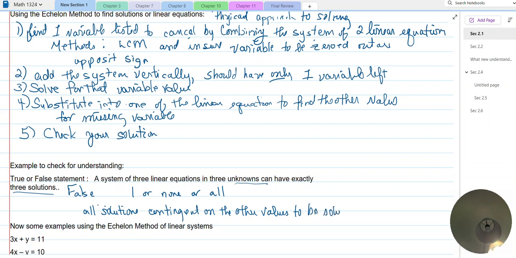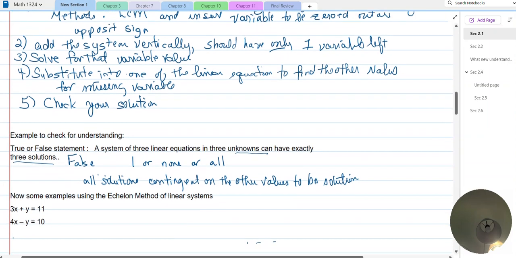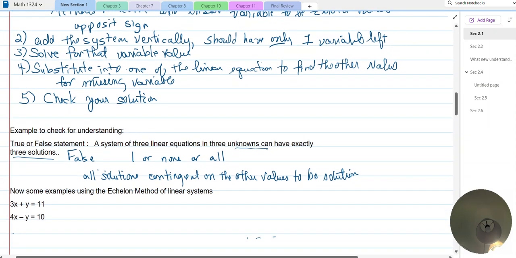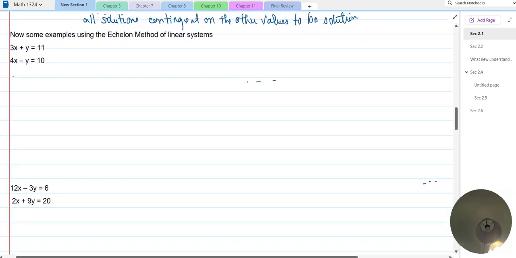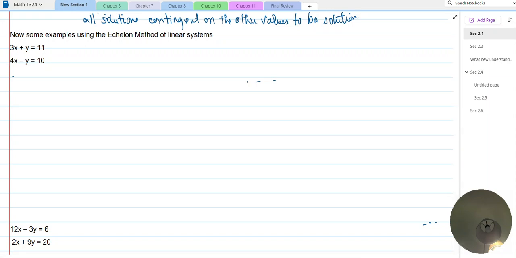As we solve them, because I will be checking either by calculator or by actual expansion. So let's do an example and see what we can finally get to in this lesson. Here we go. So we have a linear system, 3x plus y equals 11, 4x minus y equals 10.